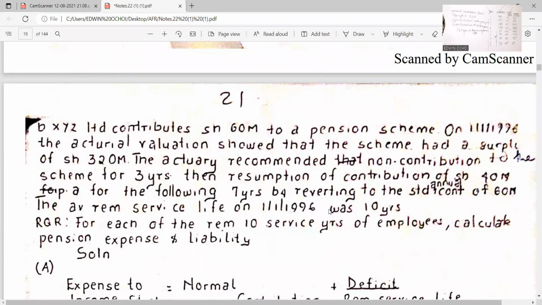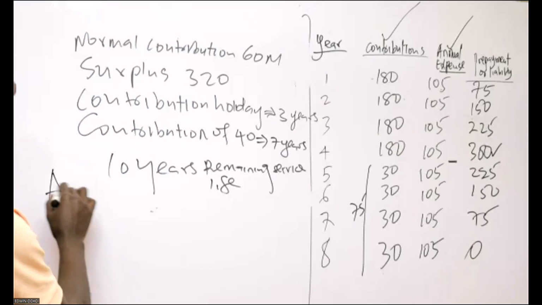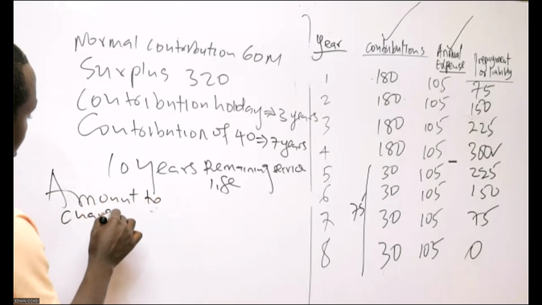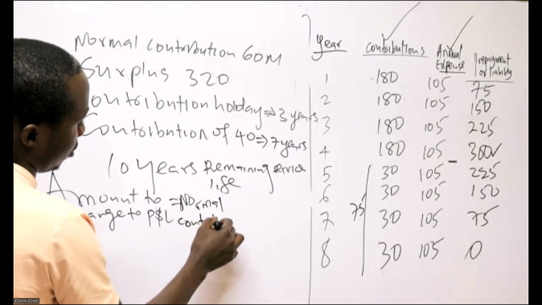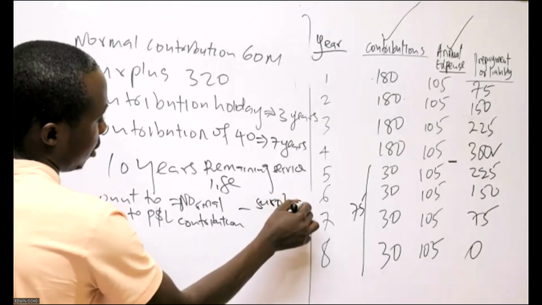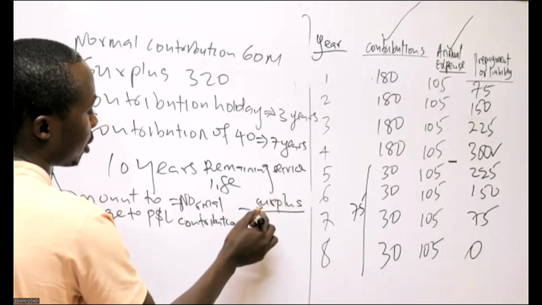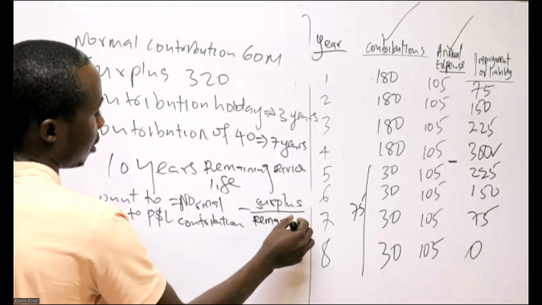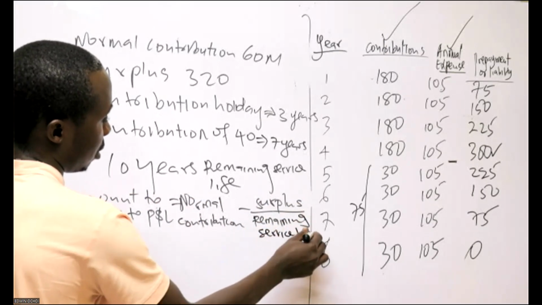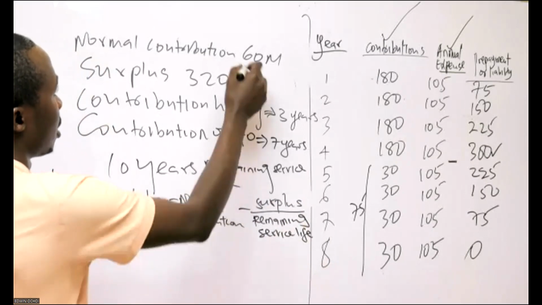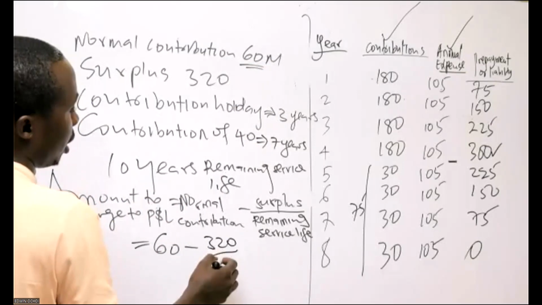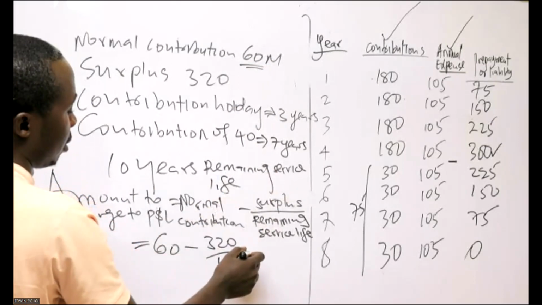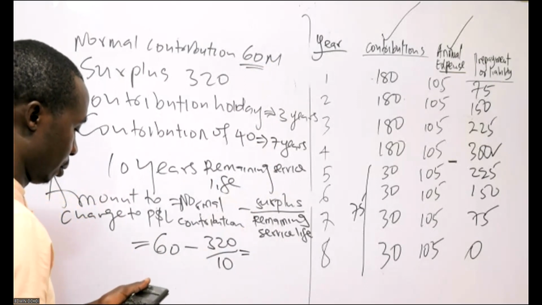So they need also, we calculate pension expense or liability. So what you do here again, you say amount to be charged to P&L. So remember the normal contribution. Remember for the surplus, you minus it. It will reduce the normal contribution, but spread the surplus over the remaining service life. So normal contribution 60. Surplus 320 divided by 10 years remaining service life. So this is all about 60 minus 32. 28.